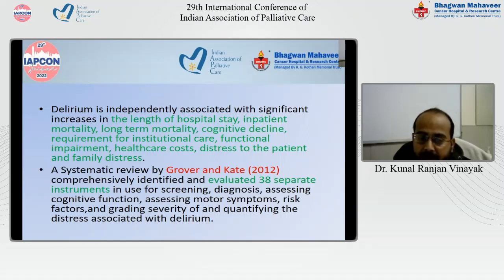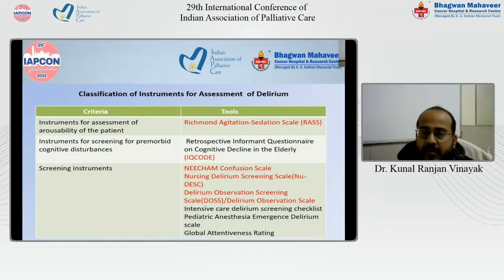There is a systematic review by Grover and Kate in 2012, which comprehensively identified and evaluated 38 separate instruments that are used for screening, diagnosis, and knowing the severity of delirium. Now, let's go through some of the instruments that are used for assessment of delirium. There are various criteria by which they have been classified, but broadly, I'm just classifying them into a few categories.